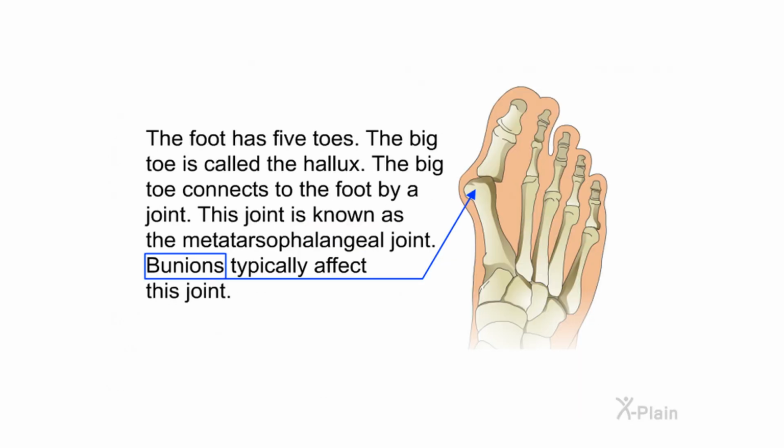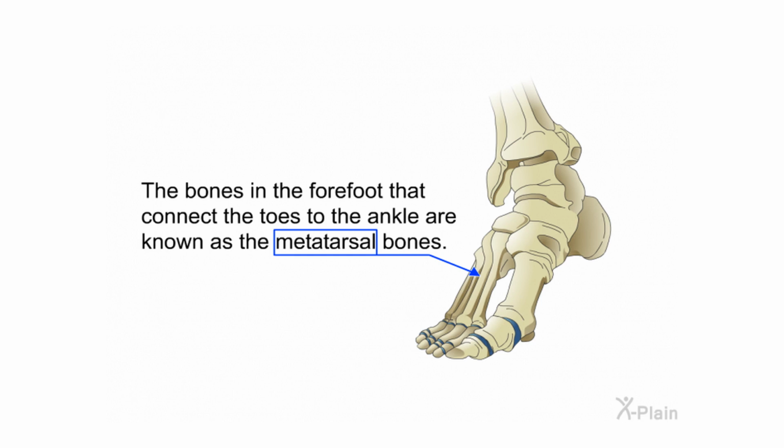The foot has 5 toes. The big toe is called the hallux. The big toe connects to the foot by a joint. This joint is known as the metatarsophalangeal joint. Bunions typically affect this joint. The bones in the forefoot that connect the toes to the ankle are known as the metatarsal bones.